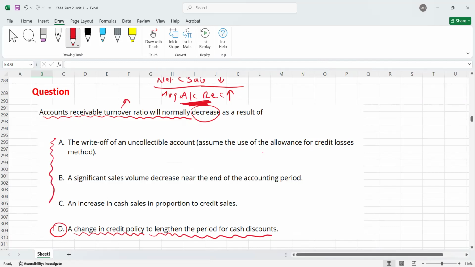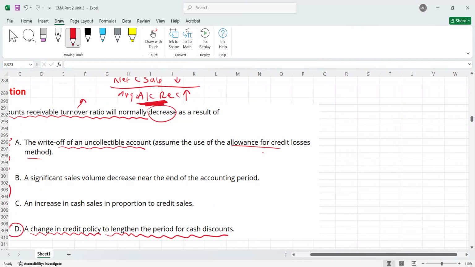Now here we go. Number one, they're saying a write off of an uncollectible account. Assume the use of the allowance for credit loss method. Will it decrease the turnover? No. I'll tell you here. This actually requires the concept of accounting. In accounting, when we record receivables in the balance sheet, we record gross receivables. I'm assuming $100 minus allowances for credit loss, or allowances for uncollectible accounts. I'm assuming it's $40. So this is called the net receivables figure, which is 60.